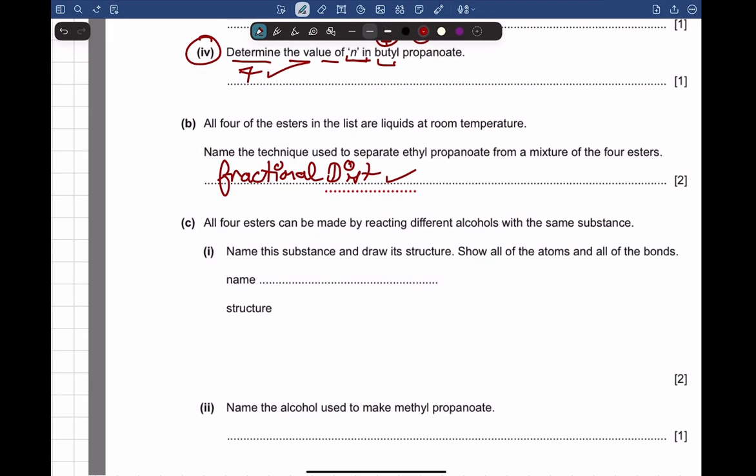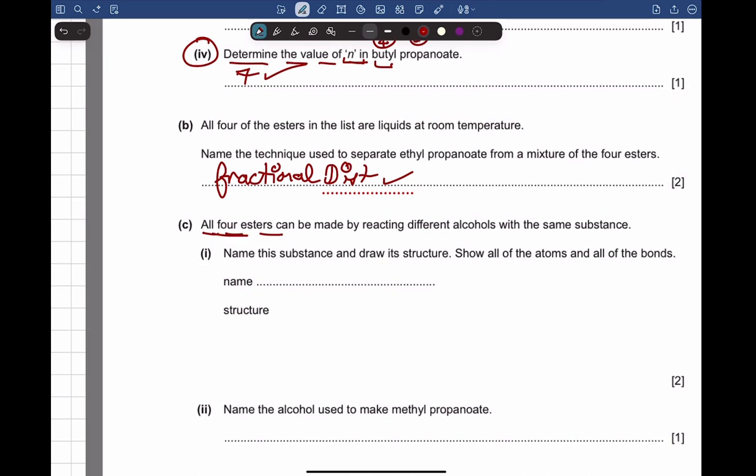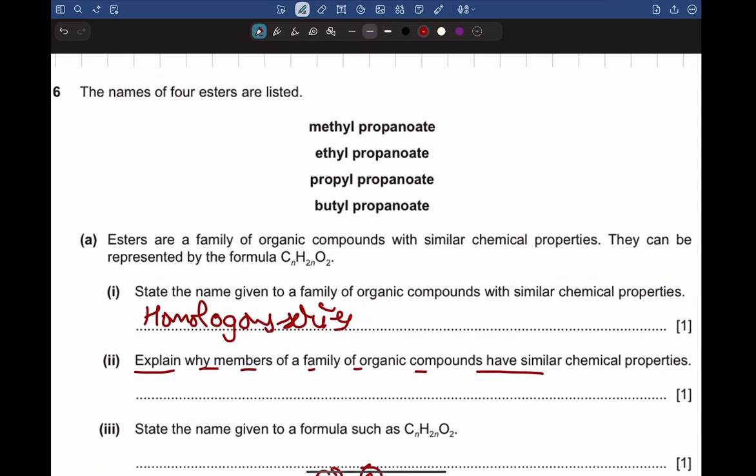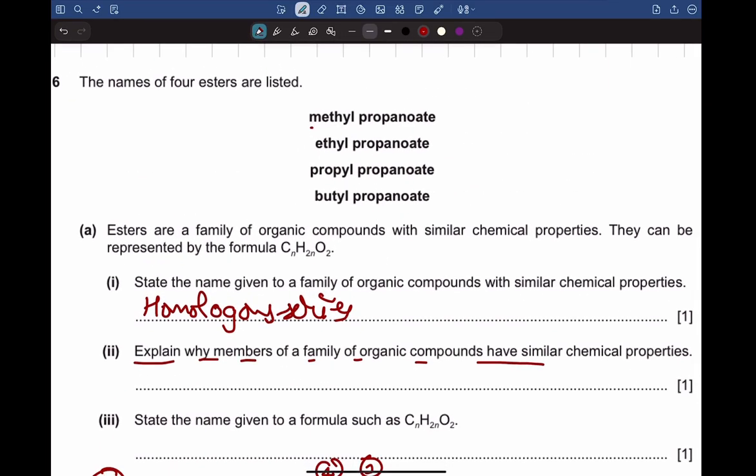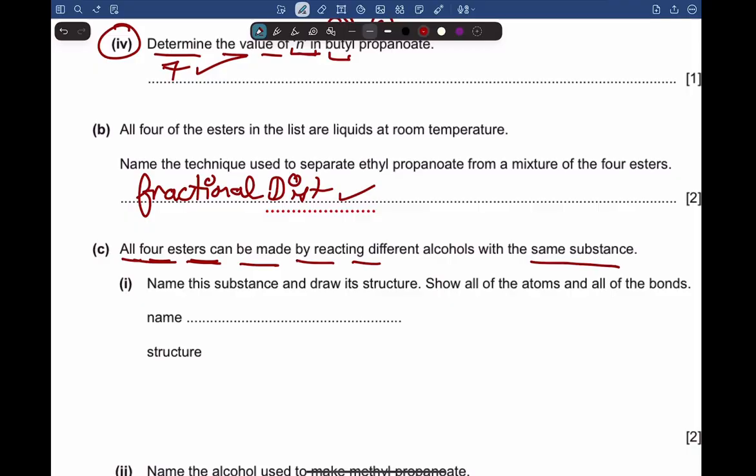Now, this question. All 4 esters, you need to understand this carefully, yeah? All 4 esters can be made by reacting different alcohols with the same substance. What are the 4 esters? They must be written above. See, you notice one common thing here. This is the alcohol part, different. But all the acid parts are the same. Propanoate, propanoate, propanoate, propanoate. That means the acid used is the same here. And they're saying the same thing. Different alcohols they're using with the same substance. What is the same substance? This is your carboxylic acid.